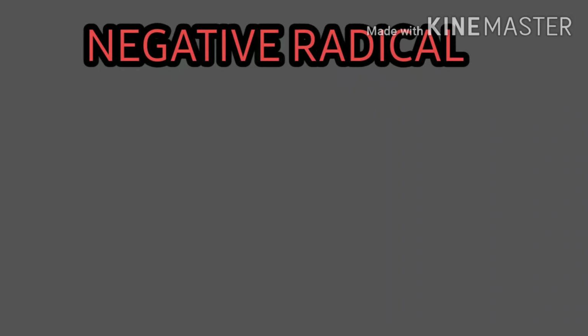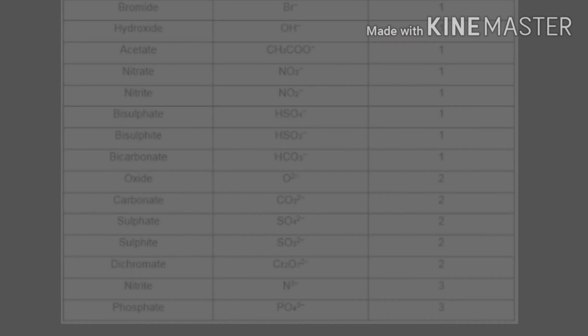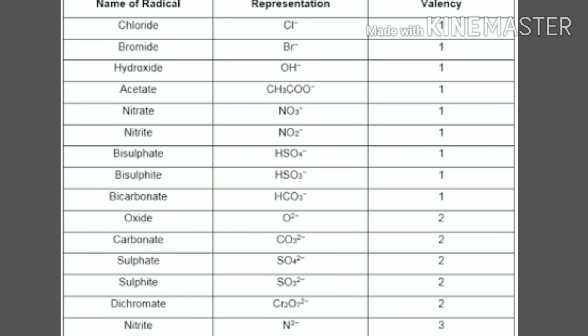Now, negative radicals. Negative radical means they have negative charge. Examples of negative radicals are chloride, chlorate, bromide, iodide. These are the examples of negative radicals. You can get some examples of negative radicals from the table here. These are the examples of negative radicals.